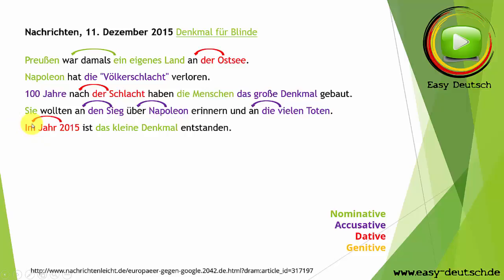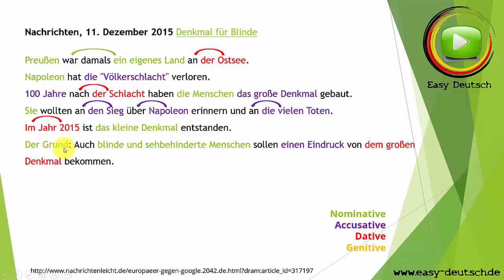That's dative case, because we have here the preposition in again as a temporal preposition, and in as temporal means dative case, always. And das kleine Denkmal, the small memorial, is the subject and therefore nominative case. Der Grund, auch blinde und sehbehinderte Menschen sollen einen Eindruck von dem großen Denkmal bekommen. The reason, also the blind and visually disabled people should get an impression of the big memorial.